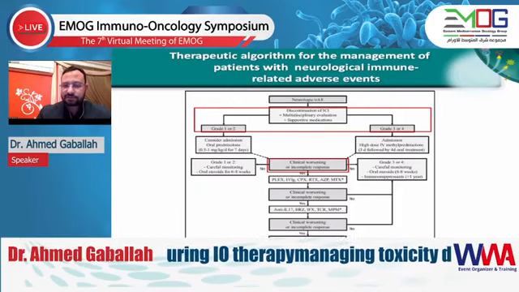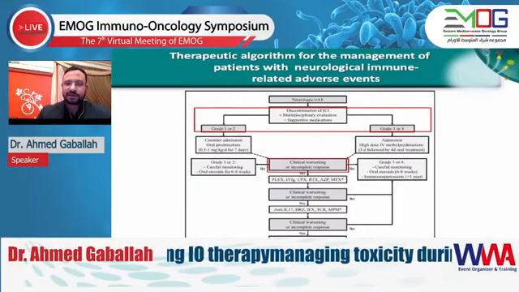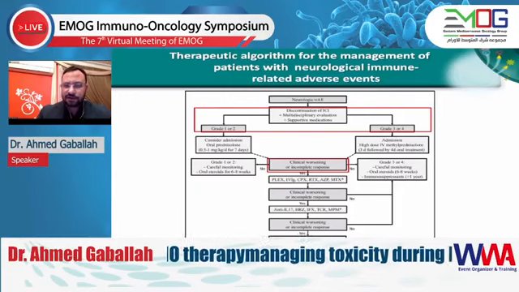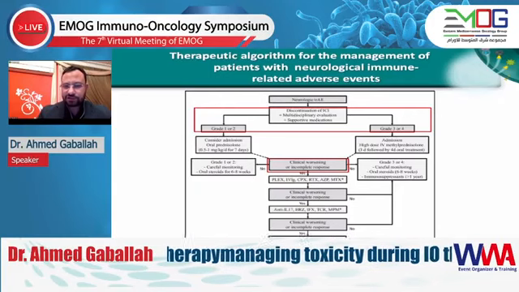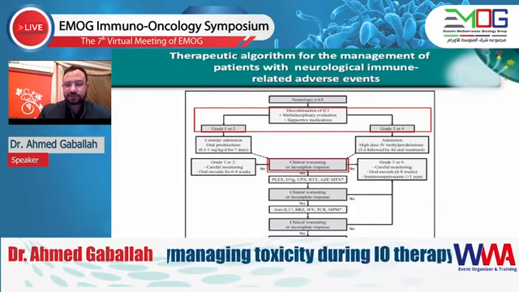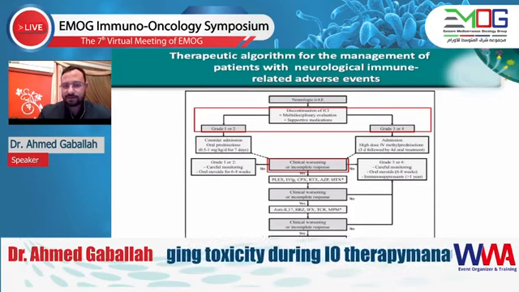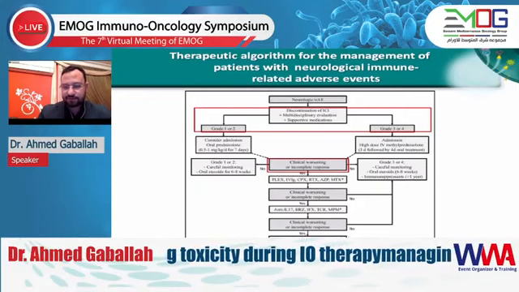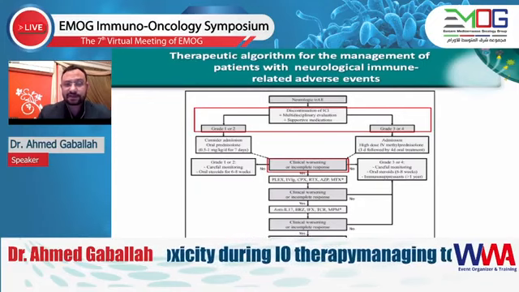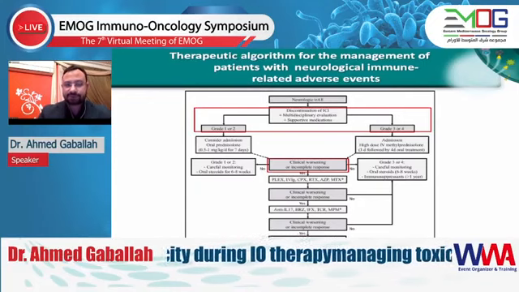And if the patient has symptoms like Guillain-Barré or myasthenia gravis, I think IVIG can be considered. Plasmapheresis can be considered, and usually this is a serious and critical problem and should be monitored and treated at the hospital, even in the mild grades.